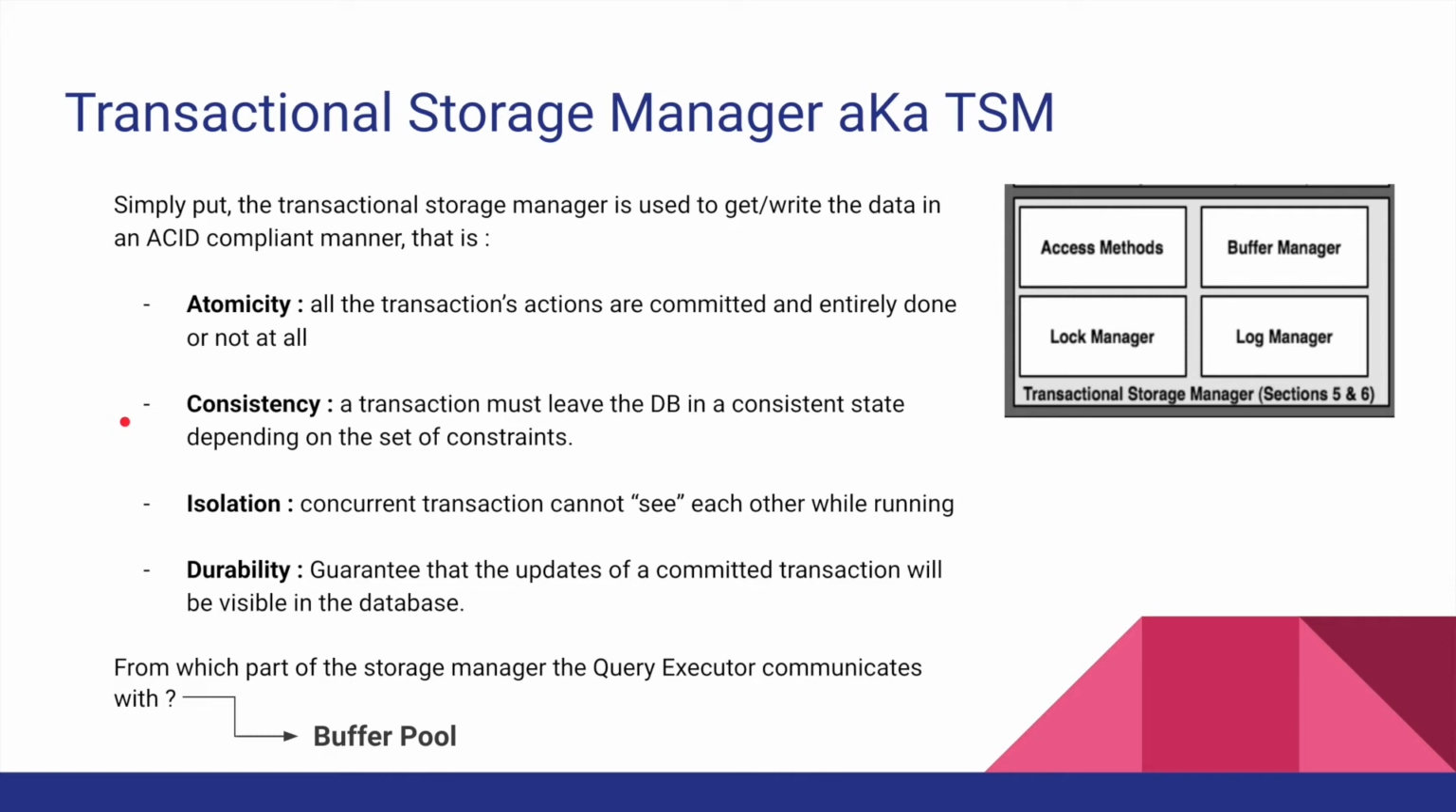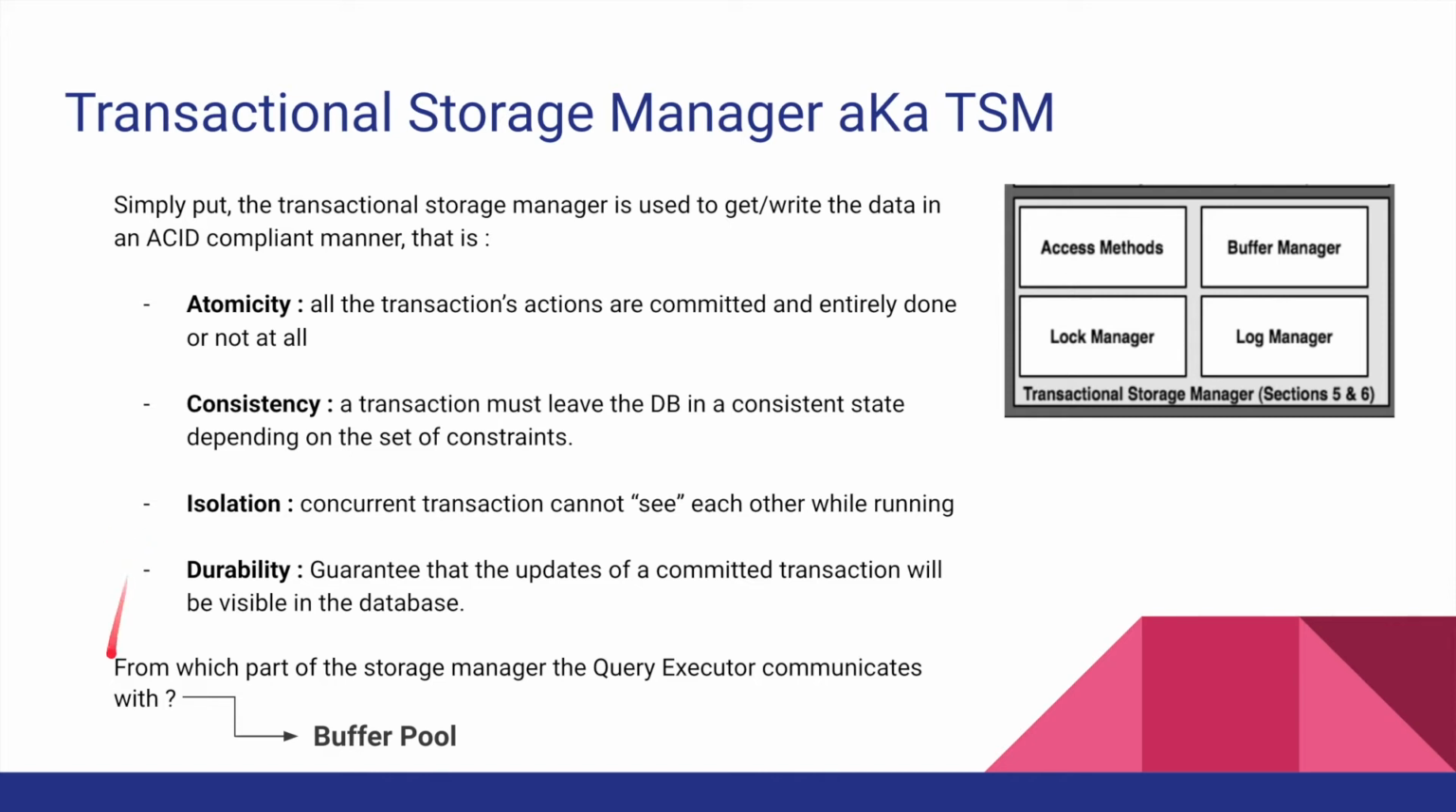And the transactions also have to be isolated from each other. So concurrent transactions cannot see each other while ongoing and while running. When I say see each other, it means that they cannot see the actions of the other transactions. And they also have to be durable. So the durability of the ACID property guarantees that the updates of the committed transactions will be visible in the database.